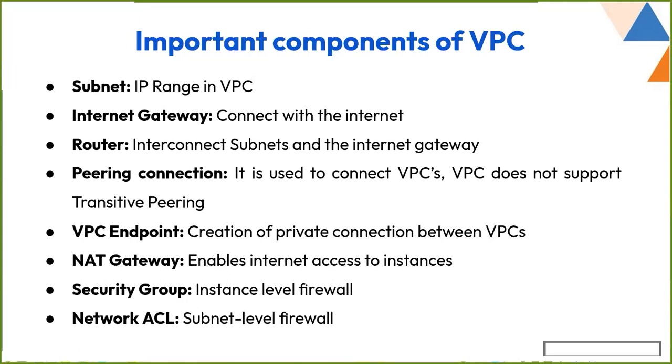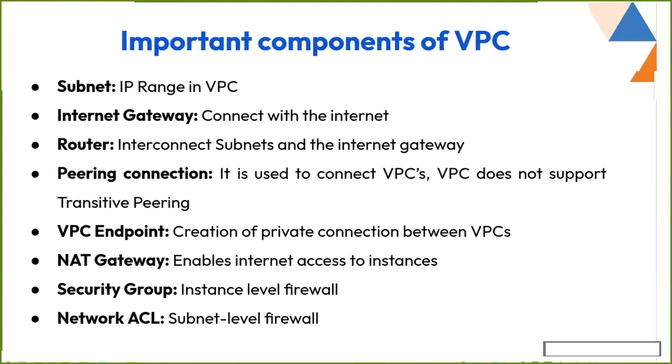Okay, and then we come to security group. A security group is like an instance level firewall which manages the incoming and outgoing traffic based on the inbound and outbound rules which we mention in the security group. And a network ACL is also like a firewall, but at the subnet level, not the instance level. So it is attached to the subnet, where we mention the rules about inbound and outbound traffic. This is about the main components. So we'll go to the next.